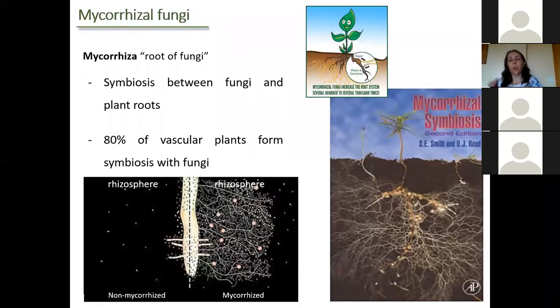So another group of soil microorganisms is the mycorrhizal fungi. Mycorrhiza is a symbiosis between fungi and plant roots, and I can tell you that 80% of vascular plants form symbiosis with fungi. This symbiosis is very important because the mycelia of the fungi will increase the area to find more water and nutrients. As you can see here in this picture, the root system is very developed when mycorrhizal fungi are present in the rhizosphere.